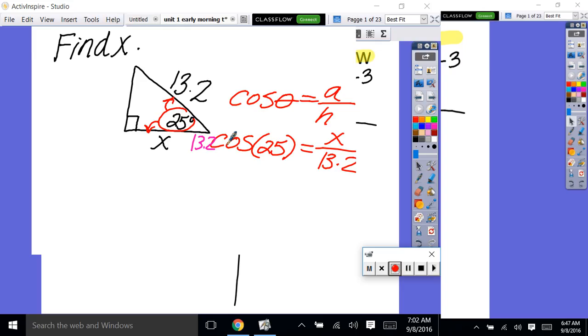Well, if x was on bottom, we'd multiply by x, right? And then you'd have x cosine of 25. How do you want to do multiplication, division? So then you divide by cosine of 25. Does that make sense? You're just doing your algebra.